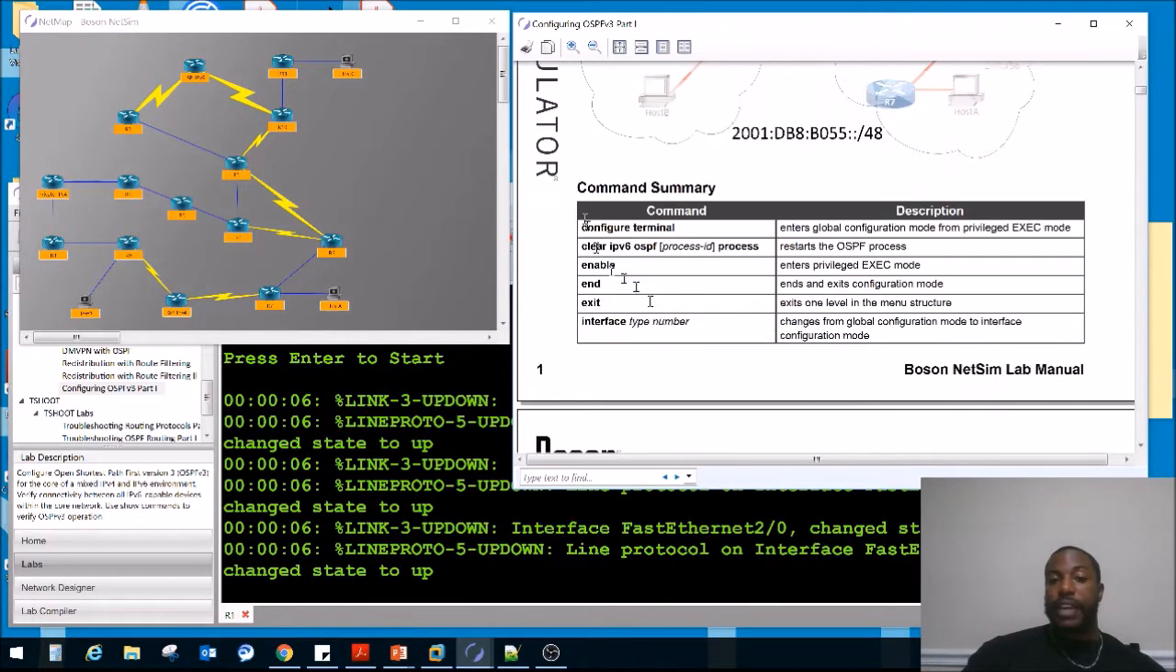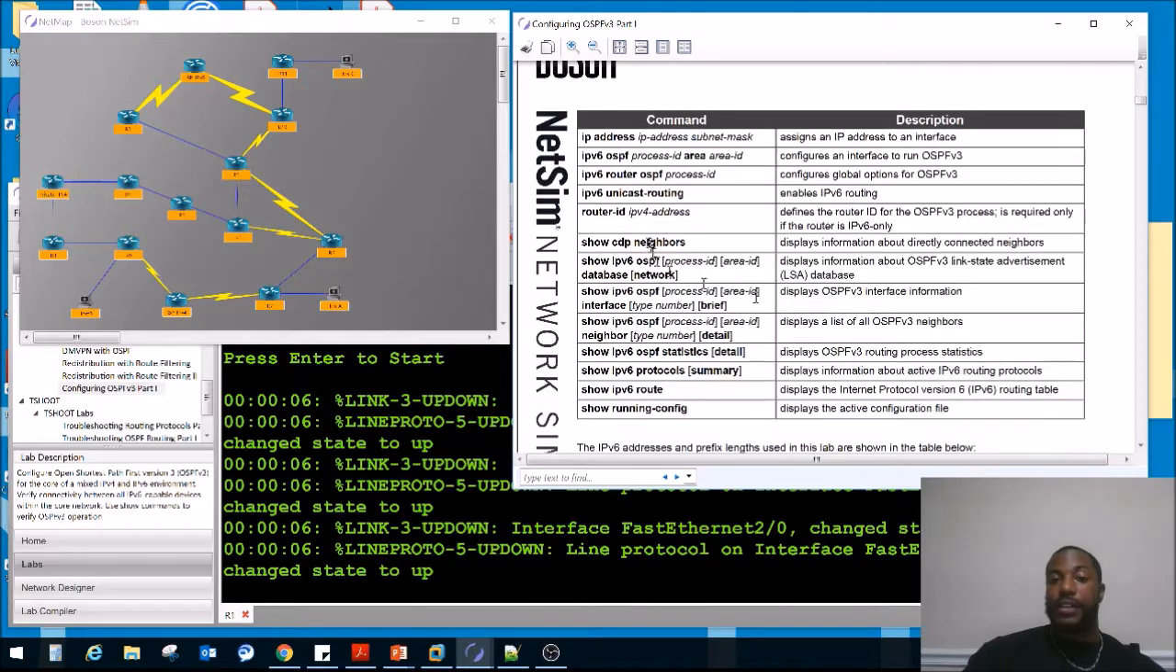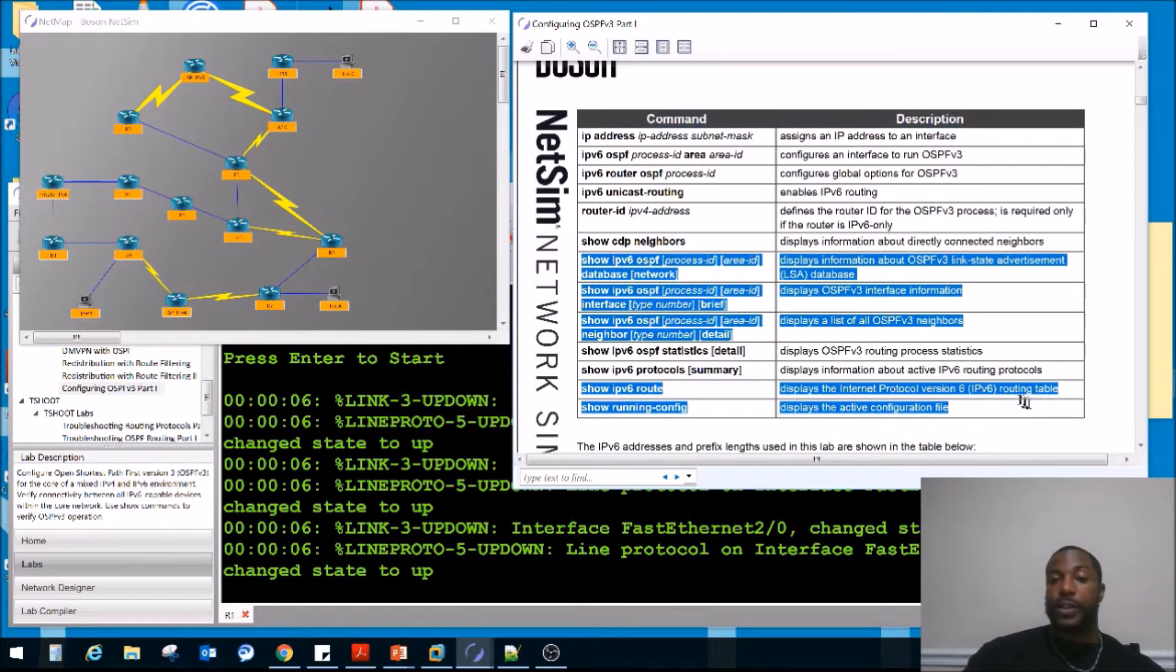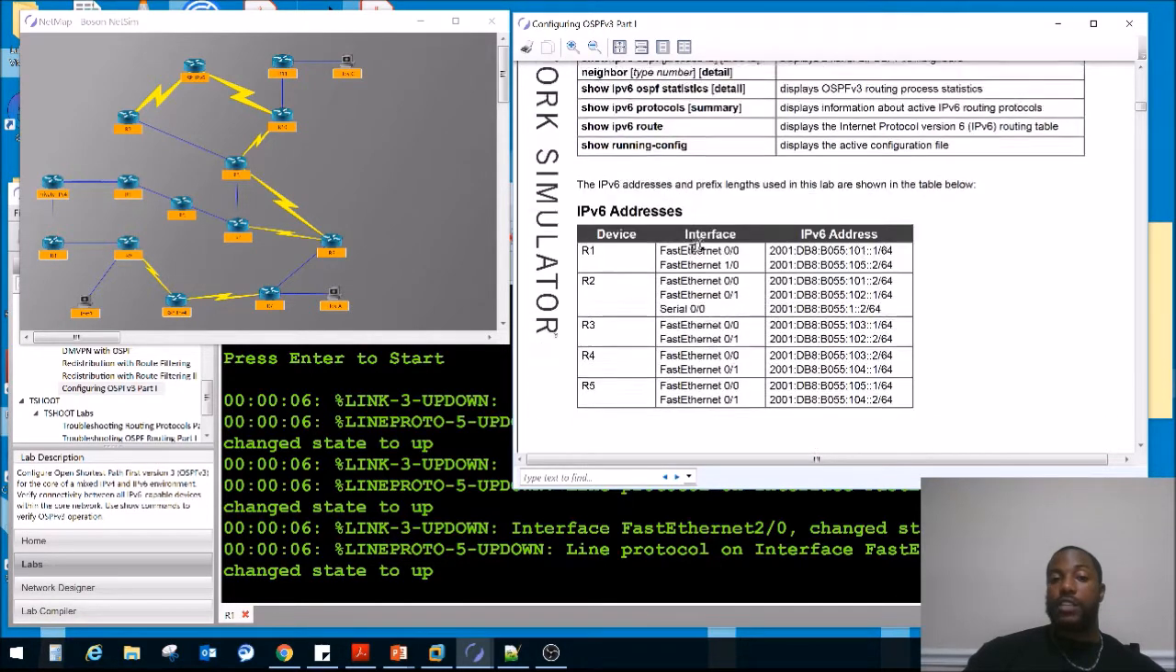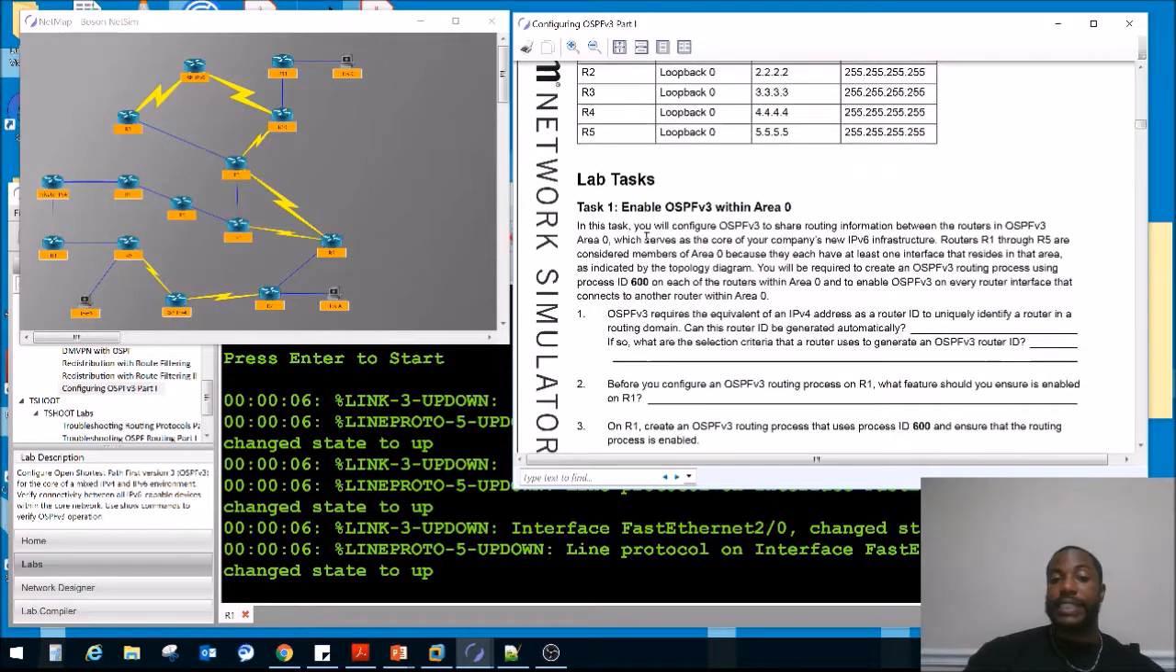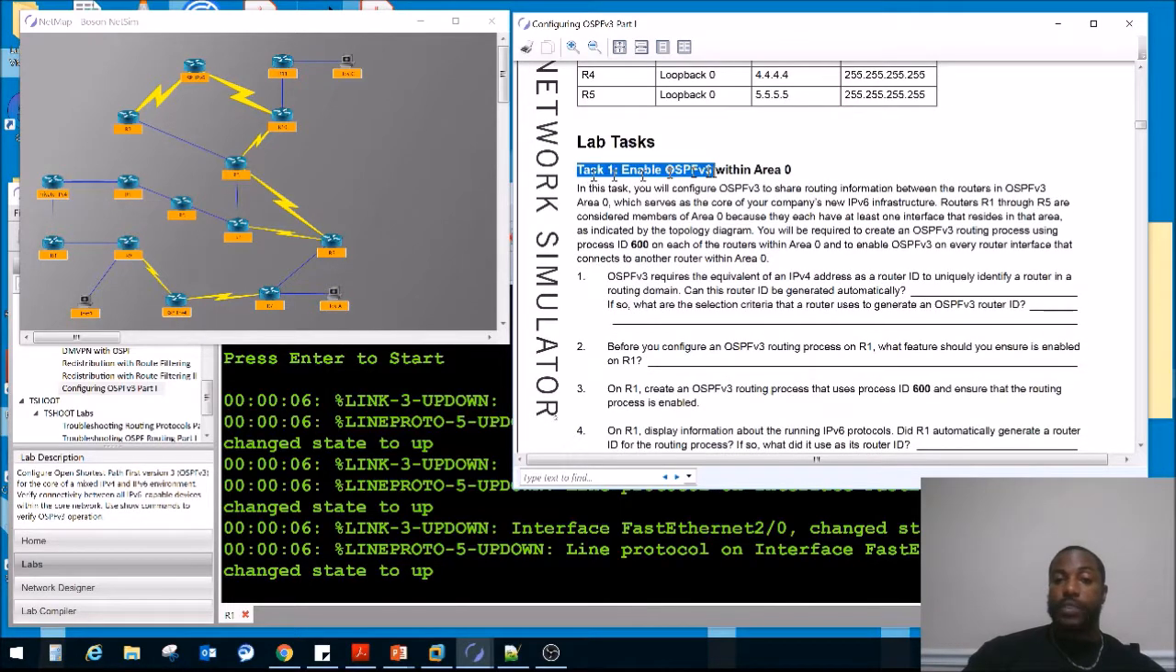Here are some basic commands. We already know about this stuff right here, the show commands that we discussed earlier. Again, we just need to worry about turning on OSPF, declaring a router ID, and so on and so forth. Here's the addressing guide. We can skip all of this. And task 1: enable OSPFv3 within area 0, right? So area 0, remember, of these 5 routers right here.